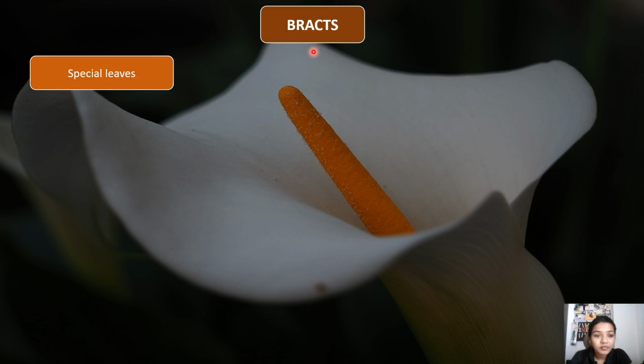So bracts are special leaves. These are called special leaves, or we can call these modified leaves, because these are leaves that have certain special functions. And these are different from the leaves that are present on the plant, the foliage leaves. It is different from that.